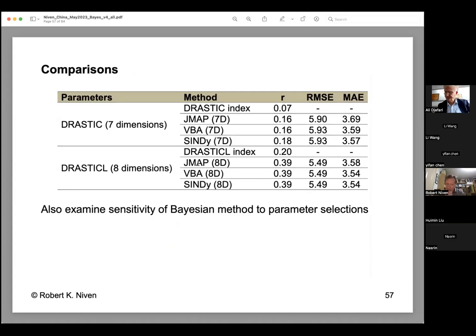And we can make some further comparisons. So here's a table with these R values and also a couple of other indices. So we have the DRASTIC and the DRASTIC-L methods. We've used the CINDY method as our representative of a traditional regularization method, and we've got the JMAP and VBA, and you can see there are quite some differences. In fact, the CINDY method did find this solution as well, but we have various other reasons for using Bayes. We have also just done a sensitivity analysis on the choices of the parameters and the type of parameters that have been used.